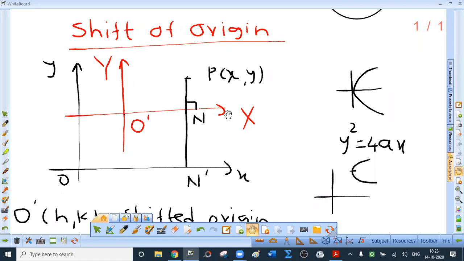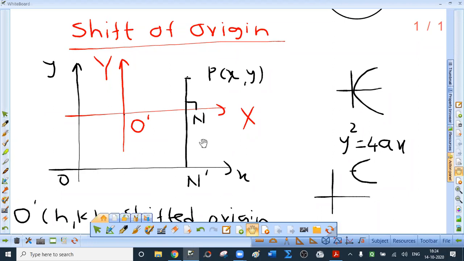Note that the new x axis is parallel to the old x axis and the new y axis is parallel to the old y axis. See, P(x, y) is a point in the plane. Note that small x and small y represent the old coordinates of the point P. Means what? They are coordinates with reference to the old axis. Now the point is the same. We are not changing its position. But as the origin is shifted to O dash, the same point will have different coordinates.